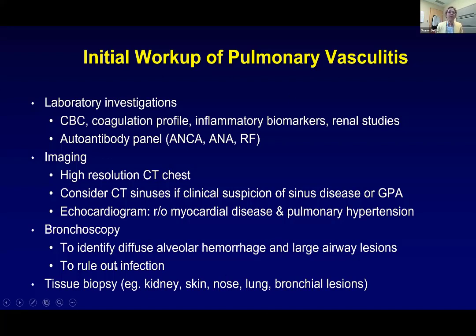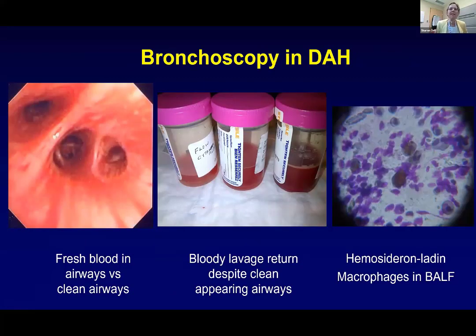And if all of your investigations haven't yielded the diagnosis, then the last thing to think about is a tissue biopsy. And the last tissue we always think about biopsying is the lung, because it has the most morbidity associated with it. But certainly with isolated pulmonary capillaritis, if the child is ANCA negative, we usually end up having to do a lung biopsy.